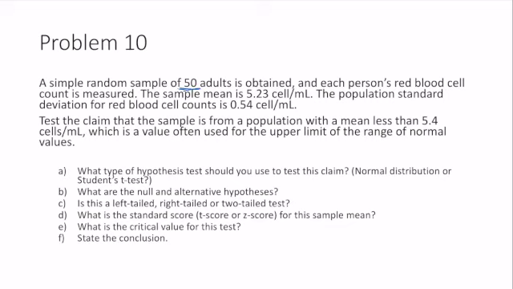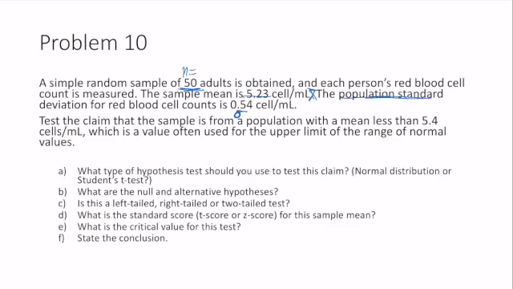So a simple random sample of 50 adults. What I like to do when I'm doing a hypothesis test is go through and label everything. So a simple random sample of 50 adults, that's my N, is obtained. And each person's red blood cell count is measured. That's my variable. The sample mean, that's our X bar, is 5.23 cells per milliliter. The population standard deviation for red blood cell counts is 0.54. That's our sigma. Sigma is our population standard deviation.